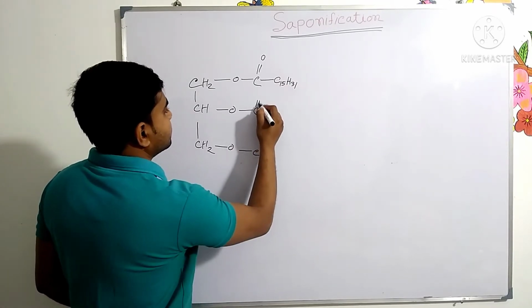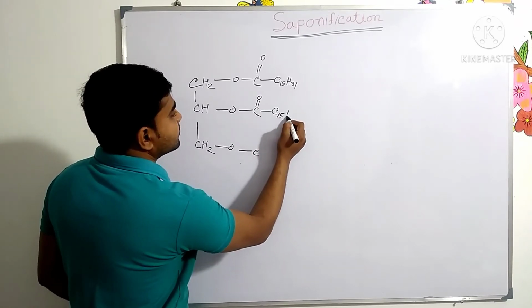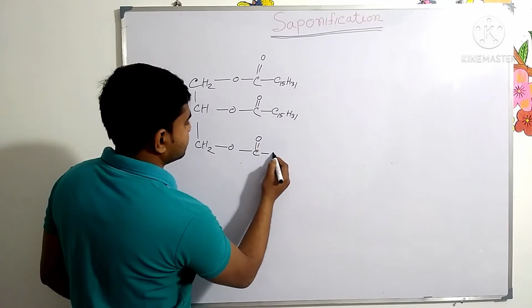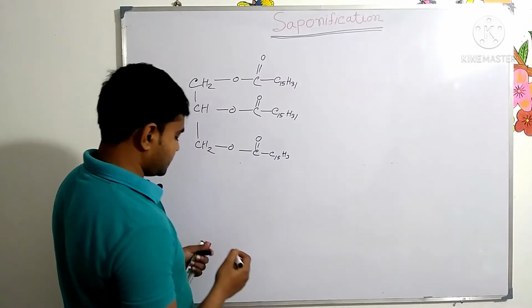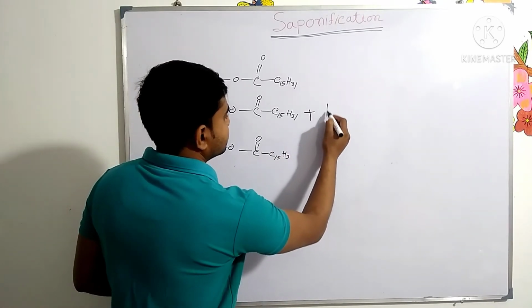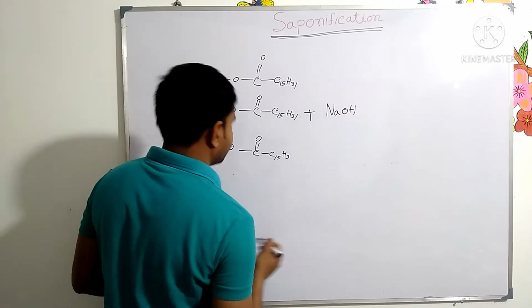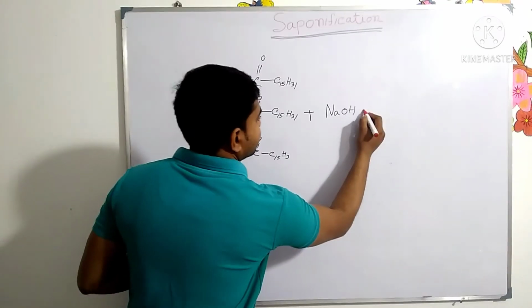C15H31 double bond O, C15H31 double bond O, C15H31, and it reacts with sodium hydroxide. What will happen in the next?